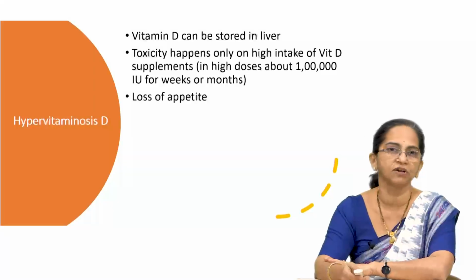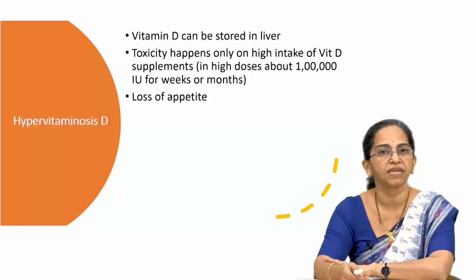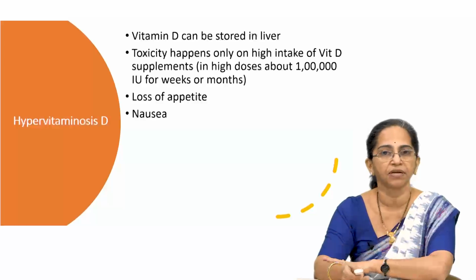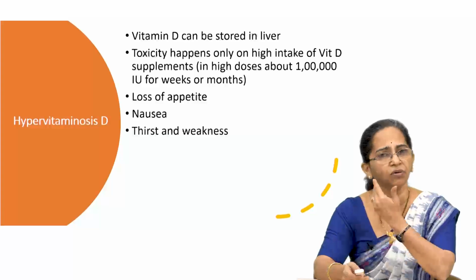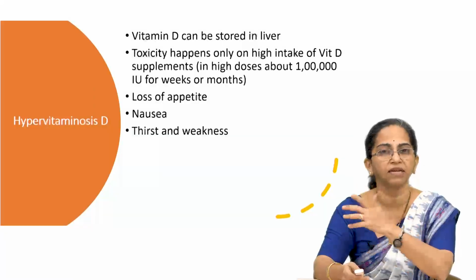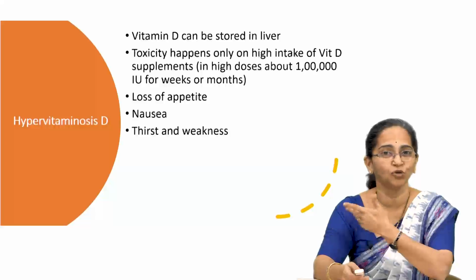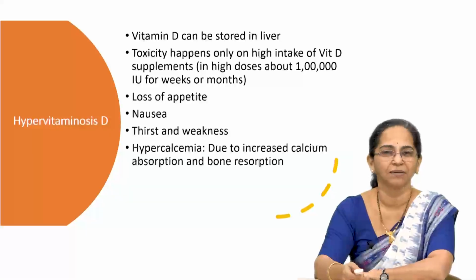So, what are the features of hypervitaminosis or toxicity of vitamin D? The person can slowly develop appetite loss, can develop nausea, thirst and weakness. It might go without his knowledge. He may not be thinking it is due to vitamin D, but due to vitamin D excess or taking too much, he has developed these symptoms. There can be hypercalcemia also.